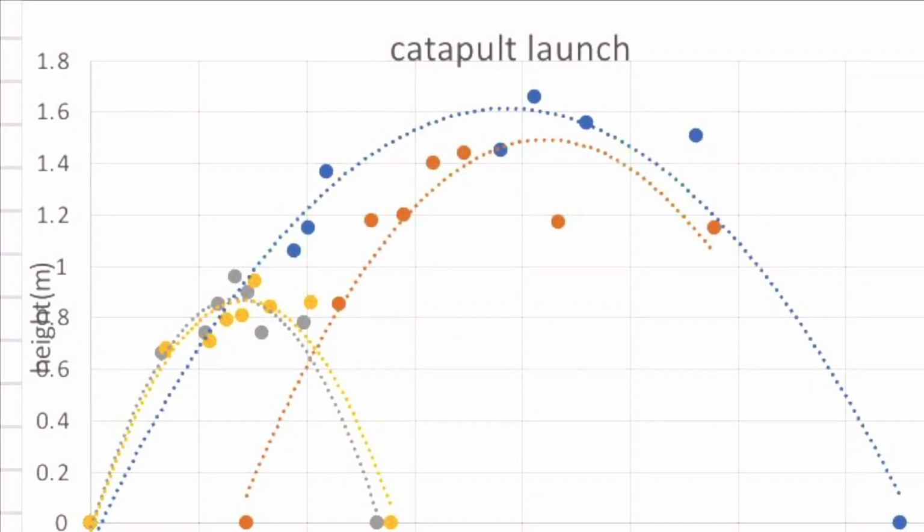This is the graph that uses the average height and range at different percentages to show the expected launch path.